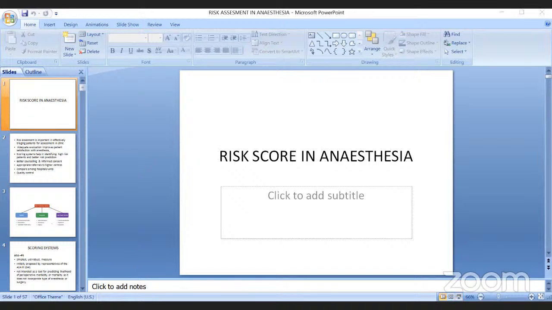Risk scoring in anesthesia. This is my topic. Good morning, all. Risk assessment is an important effort in effectively triaging patients in assessment in the clinic. Adequate evaluation improves patient satisfaction with anesthesia. Scoring systems help in identifying high-risk patients and better risk prediction, better counseling, informed consent, appropriate referrals to higher centers, to compare among hospitals and units, and quality control.